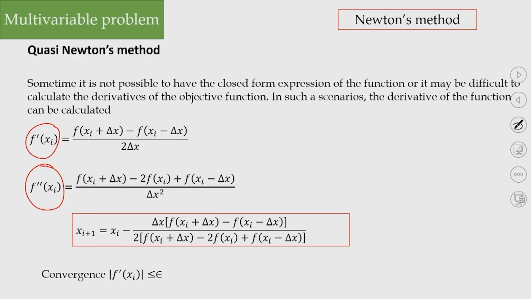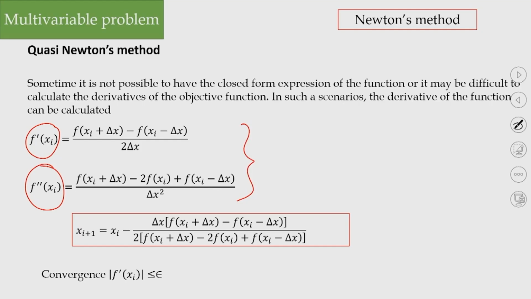Sometimes it is not possible to have a closed form expression of the function, or it may be difficult to calculate the derivative of the objective function. So, in such a scenario, the derivative of the function can be calculated using this equation. I can apply these equations to calculate the derivative, and these equations are again derived from the Taylor series.